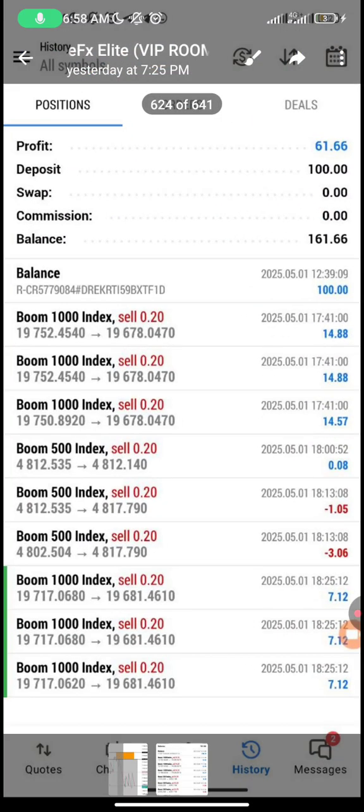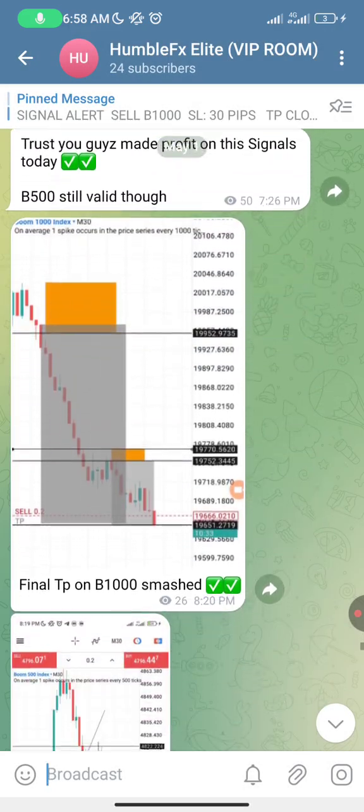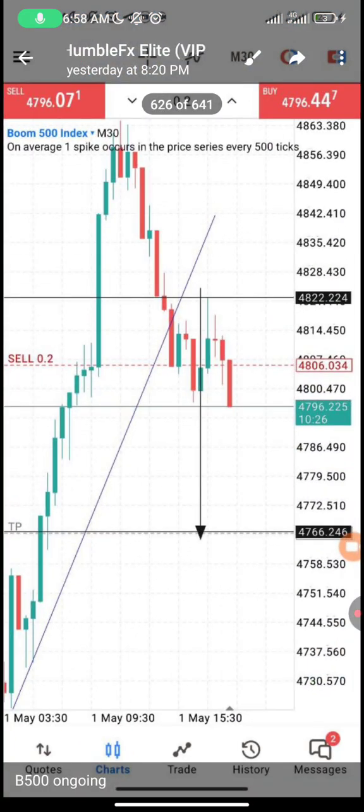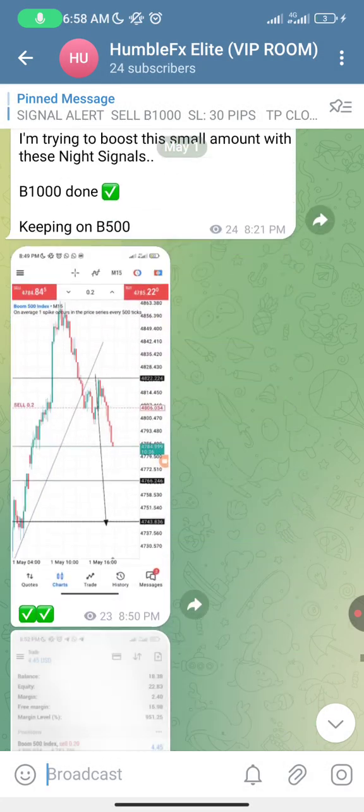This is it. The first person that gave me an account yesterday, here is the profit we made. All right, so guys, this is the Boom 500 market, and it's going to the TP. So that's how we did it yesterday.